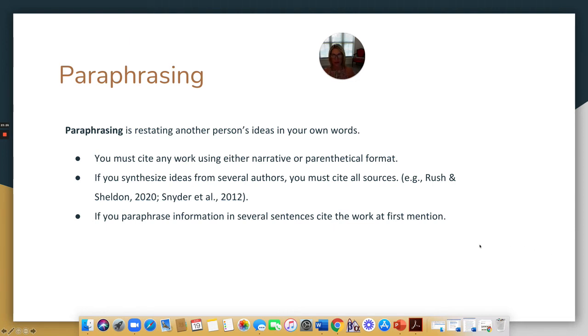And then if you paraphrase information in several sentences, you have to cite that work at the beginning. So you could say, according to Snyder et al., 2012, and kind of paraphrase that in the sentences that follow. So it's important that you cite that at the beginning so that the person reading your paper understands that the sentences that follow are based on what you cited, the work from Snyder et al.